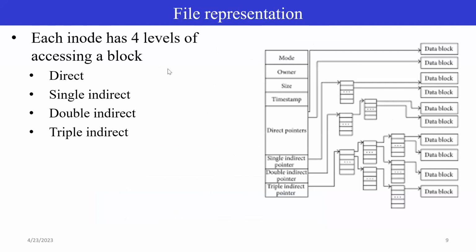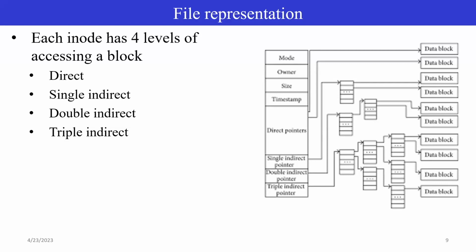Now coming to the actual file representation in EXT2. This is a classic Linux Unix representation. Basically each inode has 4 levels of access to the blocks. So this is the inode, whatever you see here: the owner, size, timestamp, and so on. And then you have direct pointers, single indirect pointers, double and triple. The direct pointers directly point to the data blocks. There are normally 10 of them which directly point.